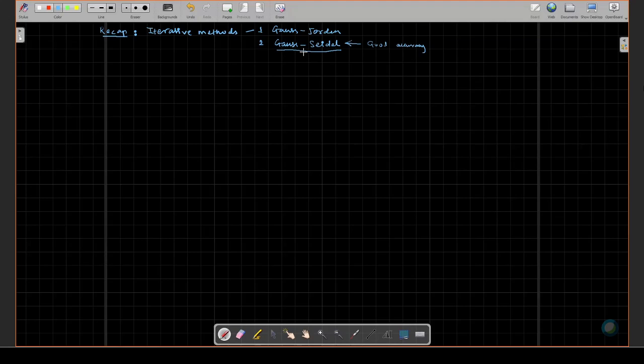Now when you use an iterative method, essentially we do not construct the matrix. So these are matrix free methods. Matrix free methods are used. And we have seen how Gauss-Seidel with matrix free formulation can be done.